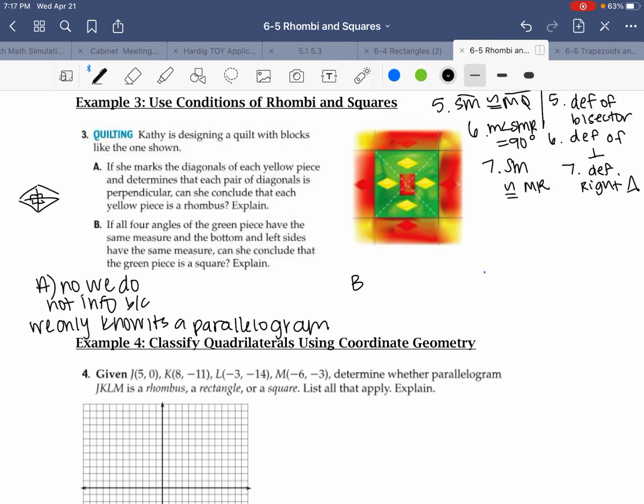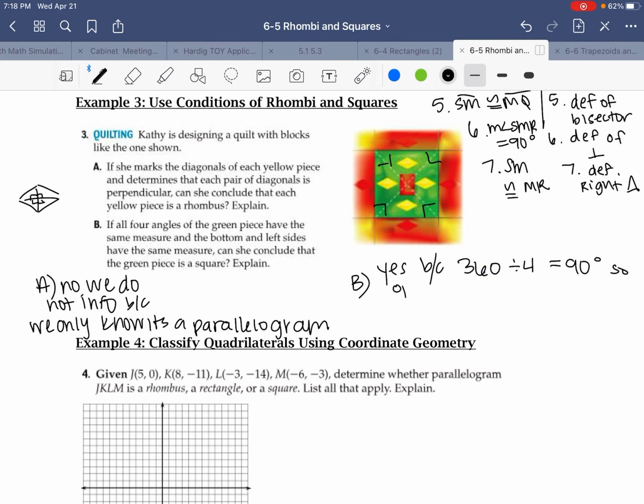Right. Then for part B, if all four sides of the green piece have the same measure, can she conclude that the green piece is a square? When we look at that, we can conclude that yes, that is a square, because we know it is a quadrilateral, meaning the interior angle sum is 360. And when we take 360 and divide it by 4, we get that 90 degrees is each angle.